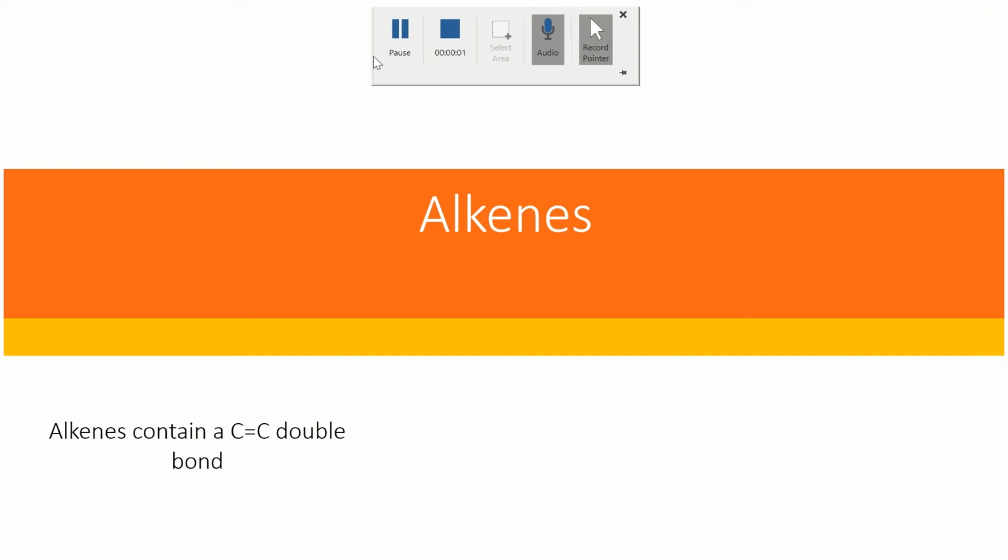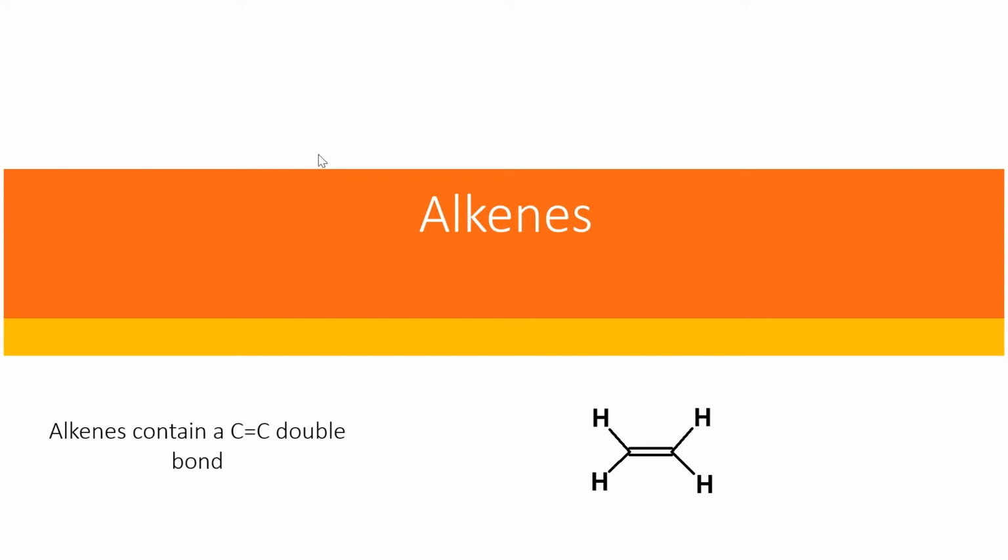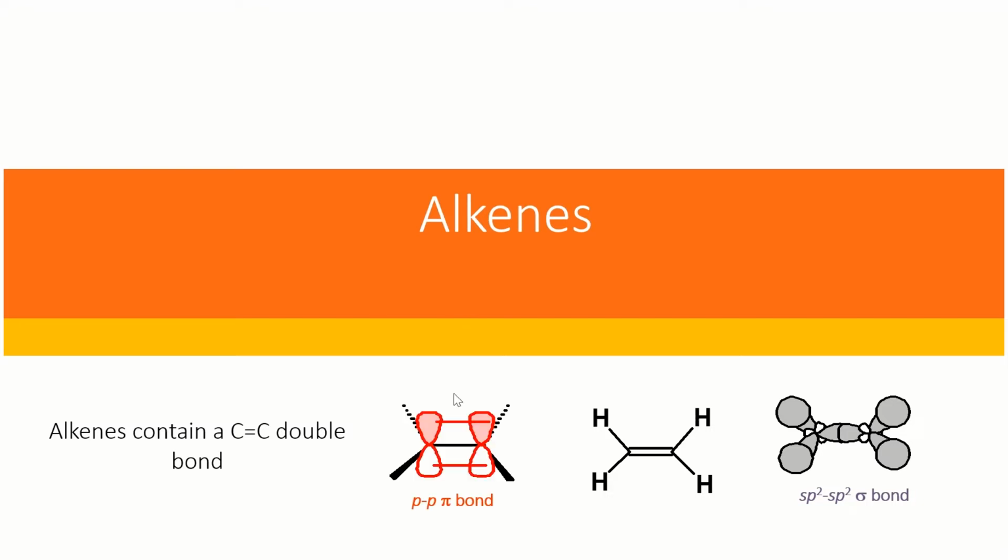This lecture will cover the alkenes. These are hydrocarbons containing a double bond. Realize that we have a sigma bond, i.e. two sp2 hybrids overlapping along an axis, and the remaining p orbitals overlap to form a pi bond.